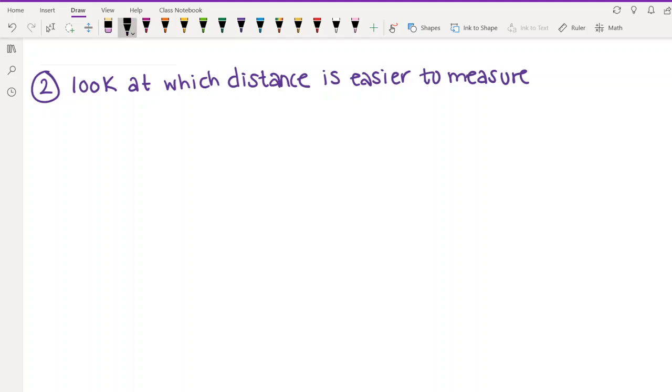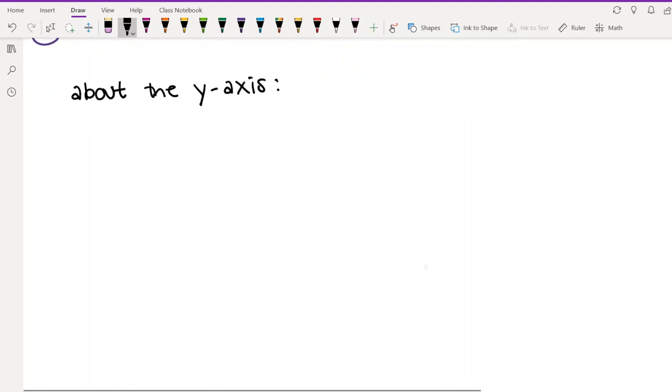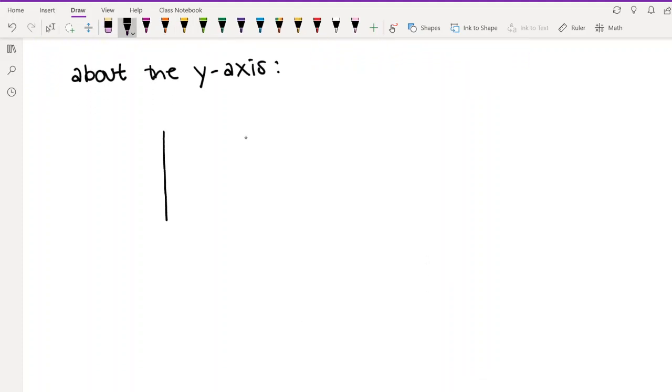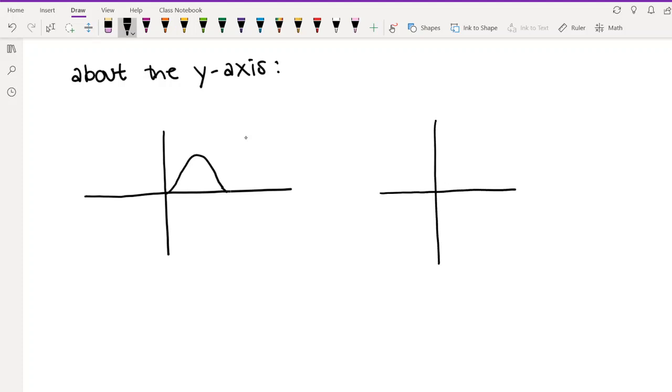Okay, so what do I mean by easier to measure? So I'm going to sketch a couple of examples. The first couple examples we're going to look at are if you are revolving about the y-axis. So I'm just going to sketch a couple of examples here. One would be something that looks like this. This is like the very first example we did in the shell method video. And then I'll draw a second example that we'll talk about after. So this would be if we had one that was like this.